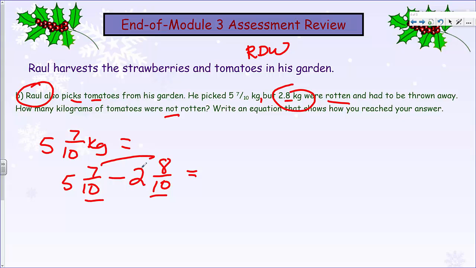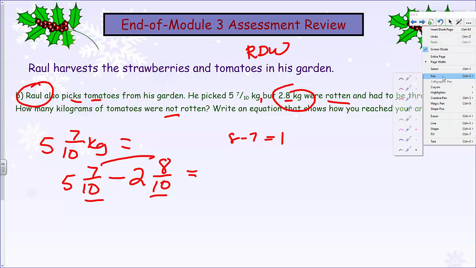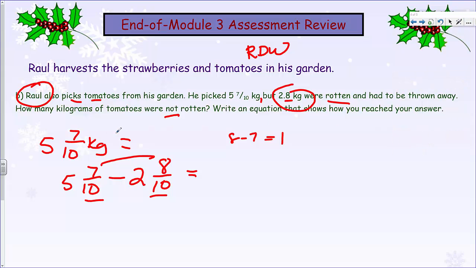Oh, big problem though. 7 minus 8, we can't do that. How many of you tried to do this? Oh, I'll just go the other way. We can't do that. You can't take 8 from 7. So we're going to have to rename this whole number, like a way of regrouping. I'm going to get another color so you can see this happen in blue. I'm going to take one of those wholes away. That only leaves 4.